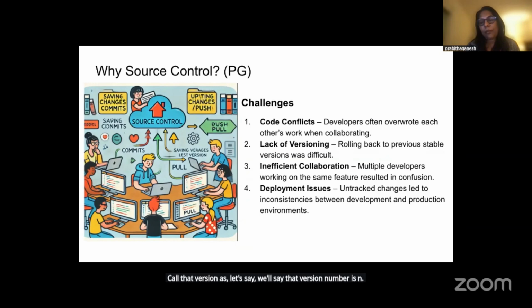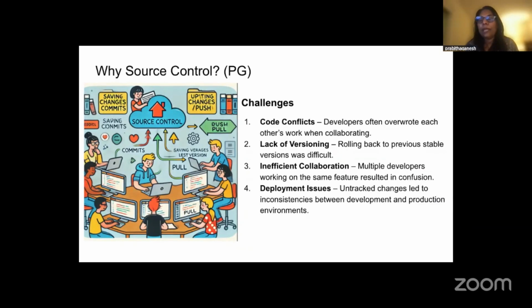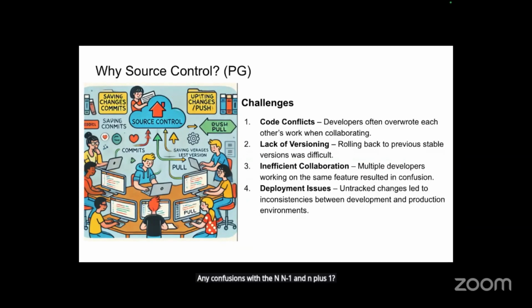Let's call that version number N. There's always N minus 1, which is the previous version. There's also a version that you will be working on after you release a product, which is called N plus 1. Any confusions with the N minus 1 and N plus 1?